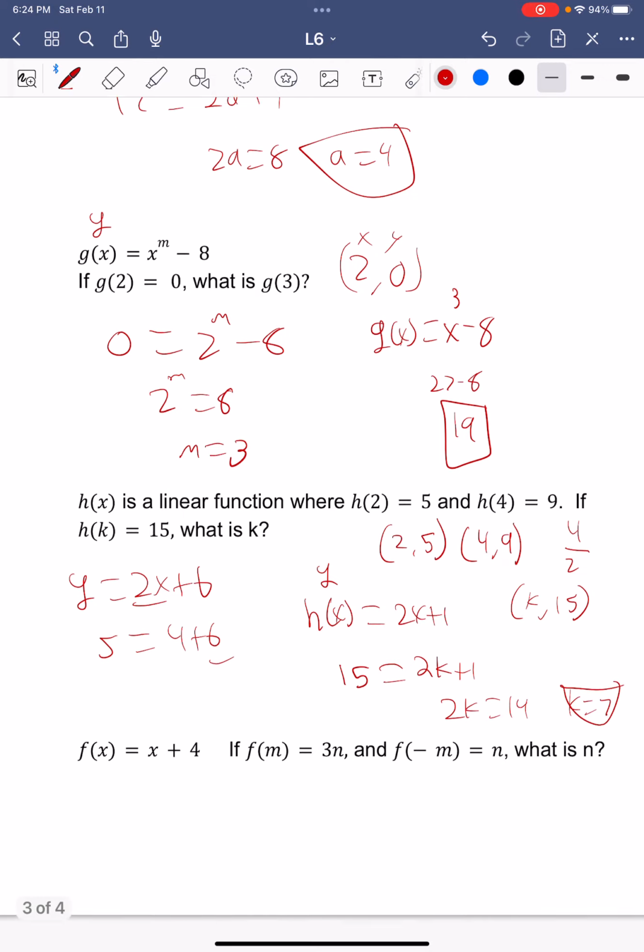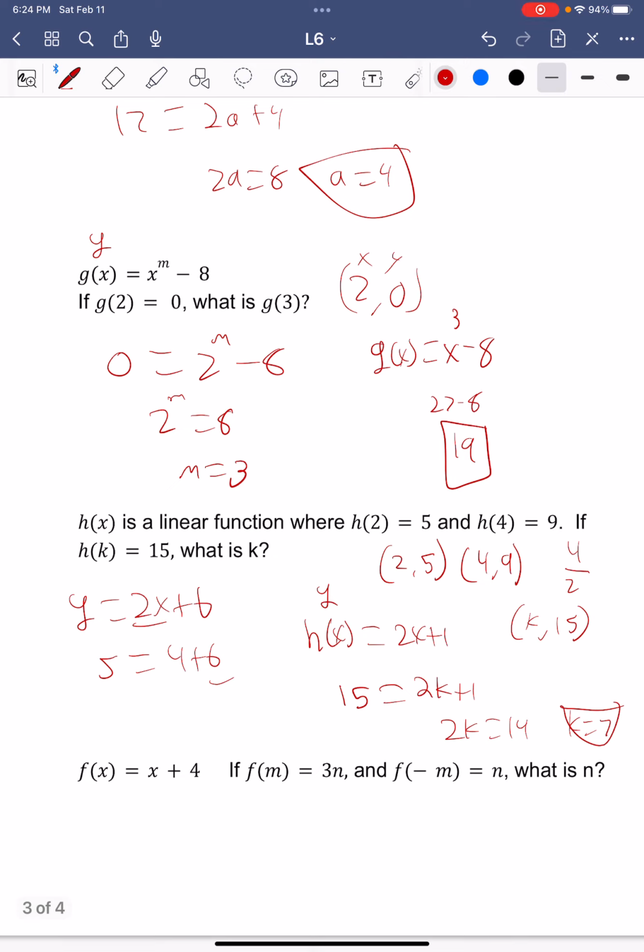All right. f of x equals x plus 4. If f of m equals 3n and f of negative m equals n, what is n? So here we know that the point (m, 3n) lies on the graph and (negative m, n) lies on the graph. So let's plug in those values for x and f of x respectively. So we know that 3n equals m plus 4, and we know that n equals negative m.